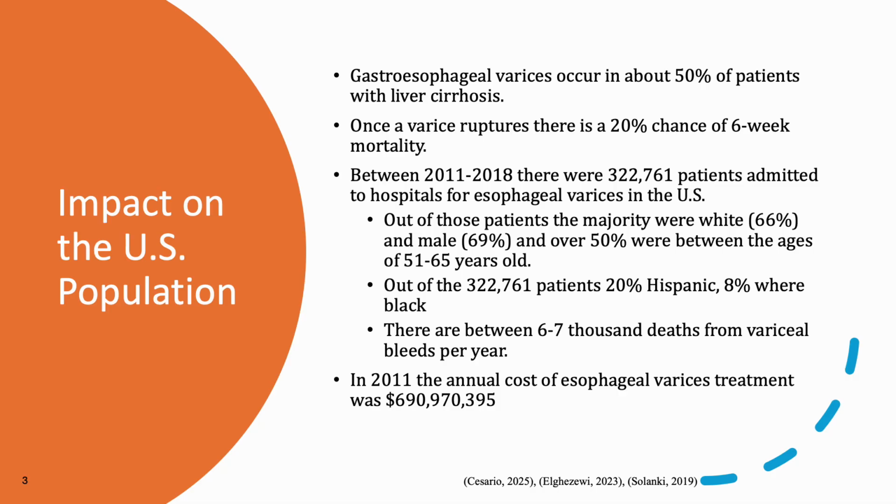Variceal hemorrhages and their impact on the U.S. population. Gastroesophageal varices occur in about 50% of patients with liver cirrhosis. Once a varice ruptures, there's about a 20% chance of a 6-week mortality. Between 2011 and 2018, there were 322,761 patients admitted to hospitals for esophageal varices in the United States.